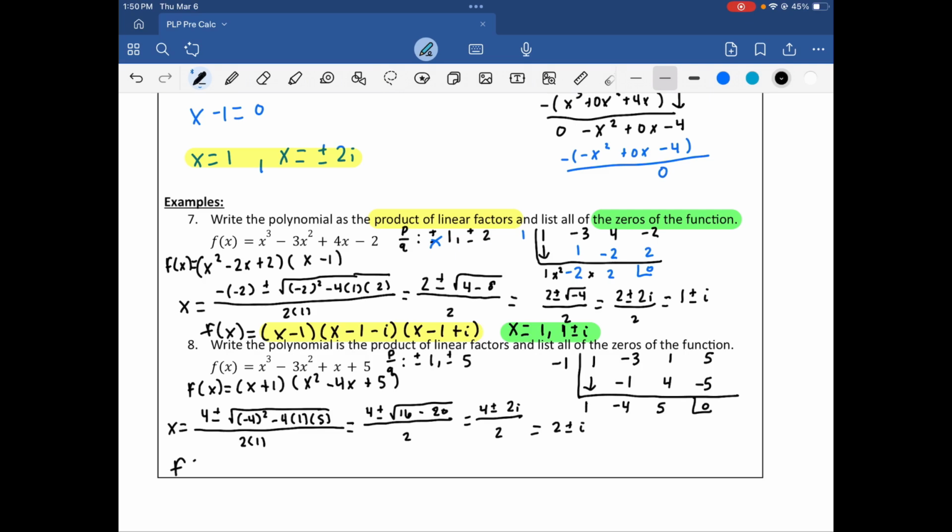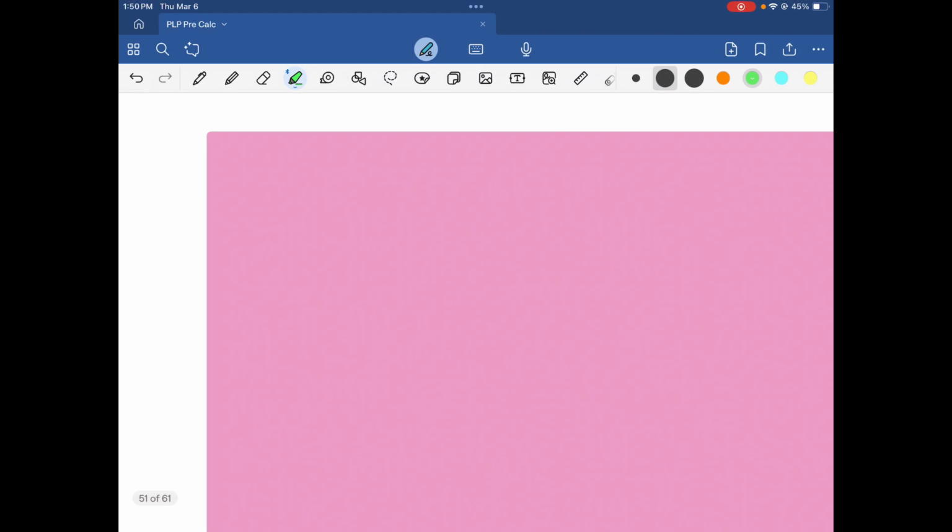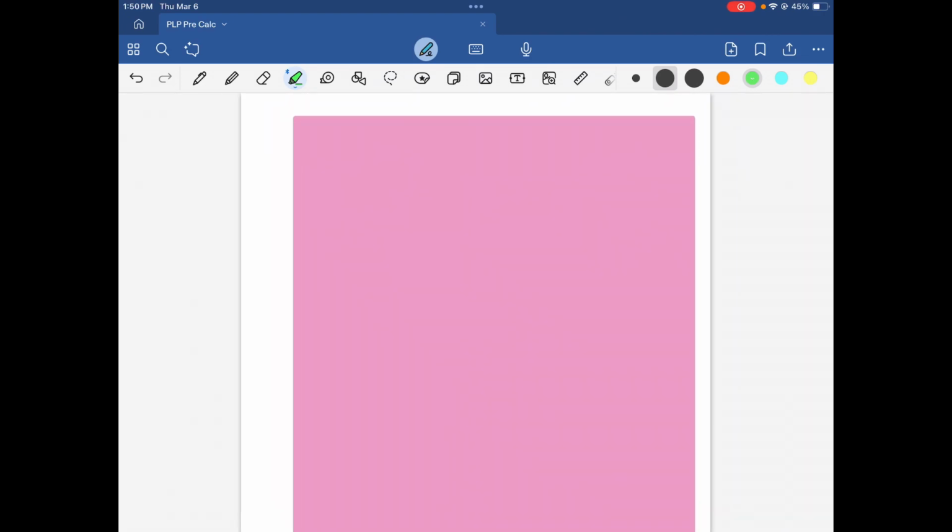So then our function as linear factors, we would have x plus 1 and then x minus 2 minus i and x minus 2 plus i. So that is our product of linear factors. And our zeros, we have x is equal to negative 1 and then 2 plus or minus i. Okay. Once you've gotten to this point, I want you to go ahead and try those problems on your own.